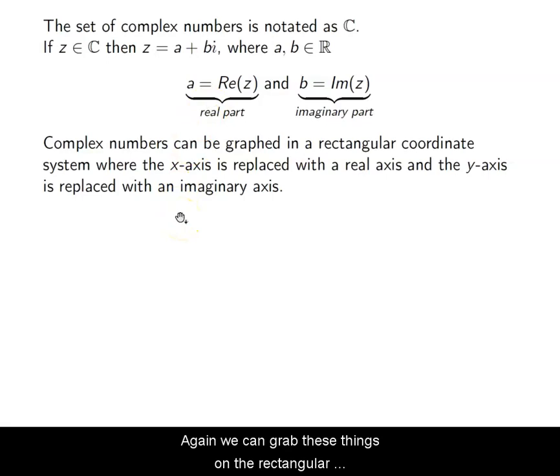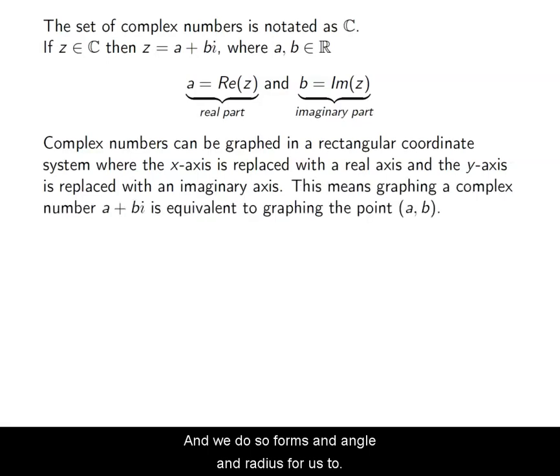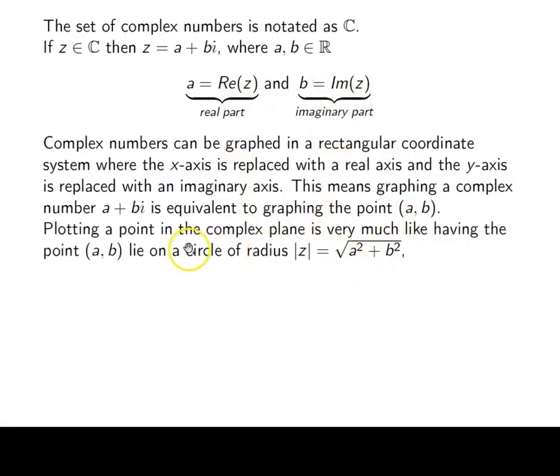So again, we can graph these things on the rectangular coordinate system. And when we do so, it forms an angle and a radius for us to use some of the tricks that we've been learning, basically, right? So what we do is replace the x-axis with the real axis, and we replace the y-axis with the imaginary axis.